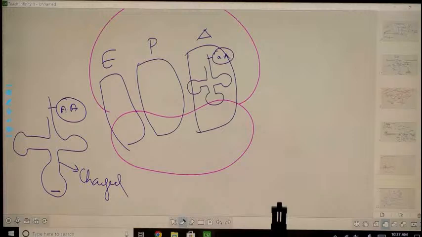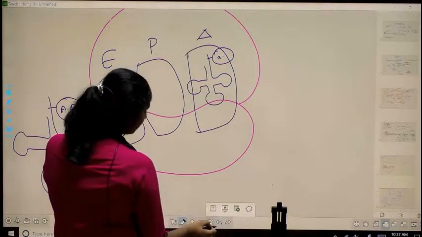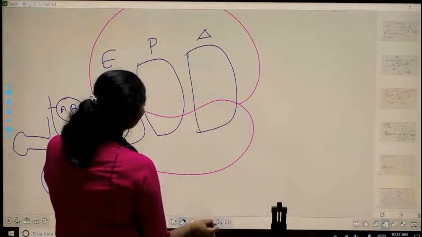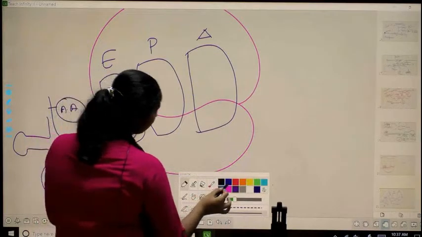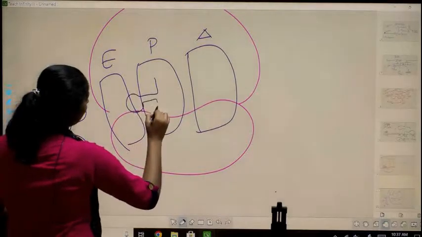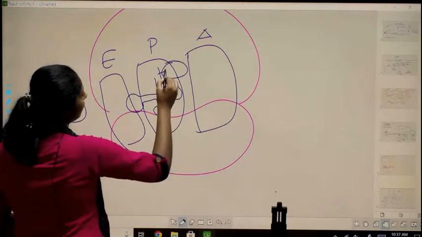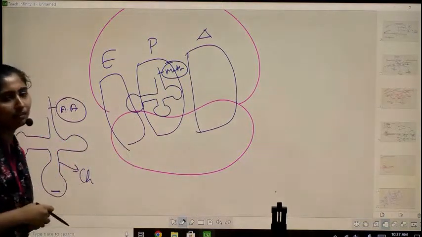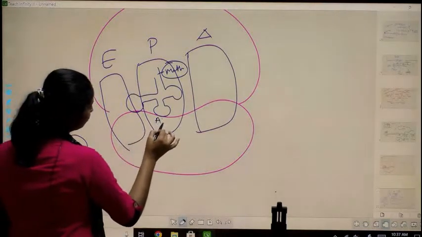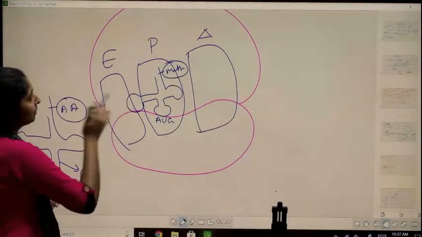But the first tRNA, the initiator tRNA, will not come to the A site. Rather, it will come to the P site. This is an exception and occurs only for the first tRNA. The initiator tRNA will always carry methionine, and it will bind with AUG in the mRNA. So it binds with the P site.